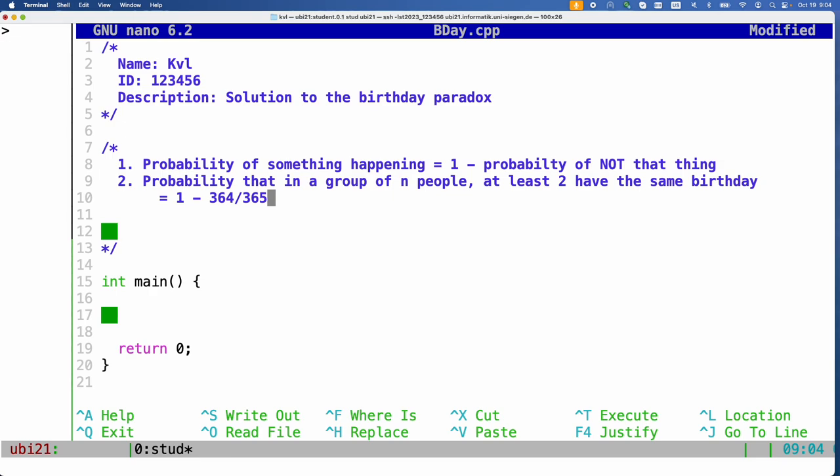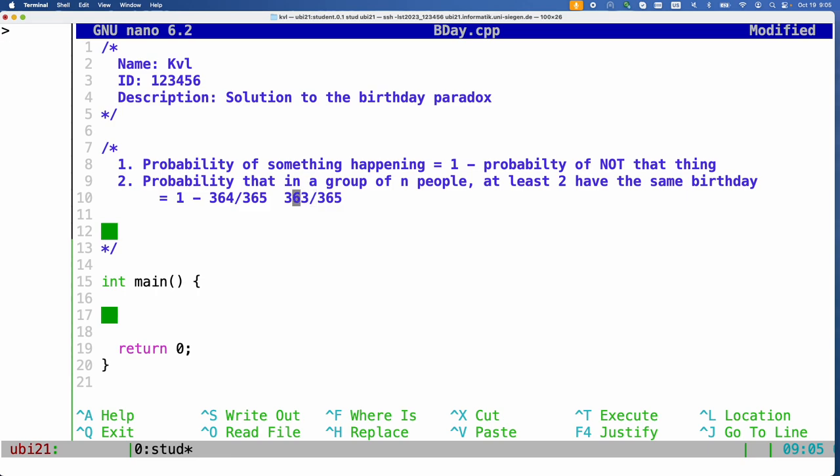Now, if we add a person, we add you to this group over here. So this person had, for instance, the 20th of October, this person had the 1st of January. What is the likelihood that this third person would have a different birthday? So they don't have the same birthday. That would be 363 divided by 365, exactly.